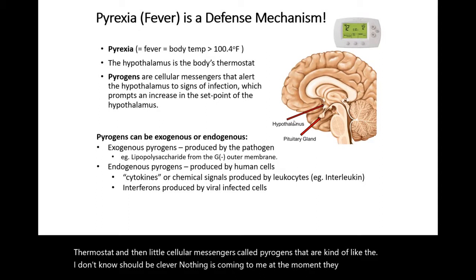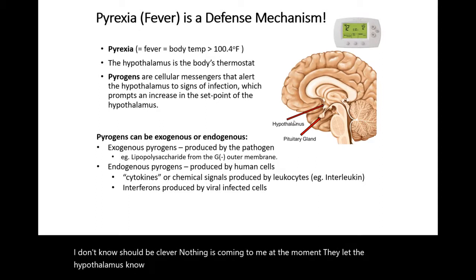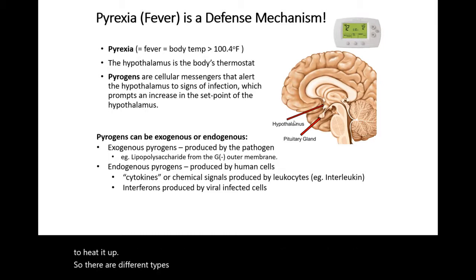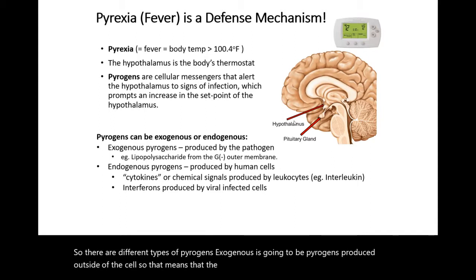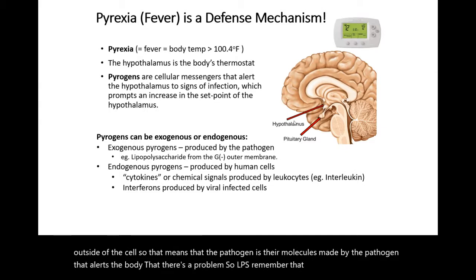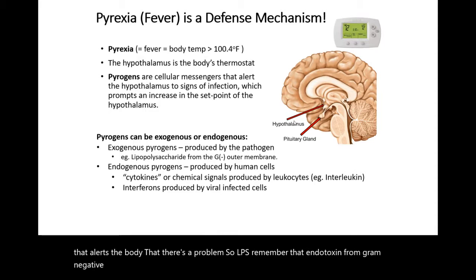They let the hypothalamus know that there's a problem and we need to reset the temperature, in this case, to heat it up. So there are different types of pyrogens. Exogenous is going to be pyrogens produced outside of the cell. So that means they're molecules made by the pathogen that alert the body that there's a problem. So LPS, remember that endotoxin from gram-negative organisms, that's a very common exogenous pyrogen.